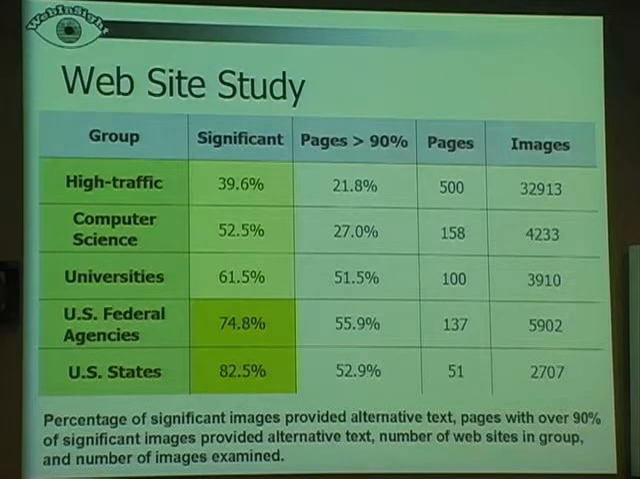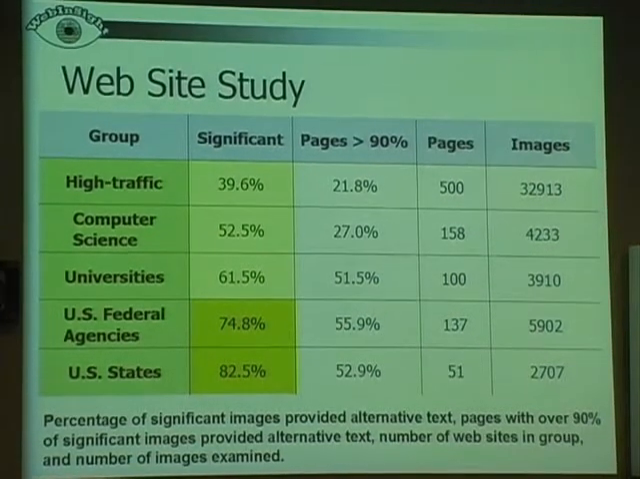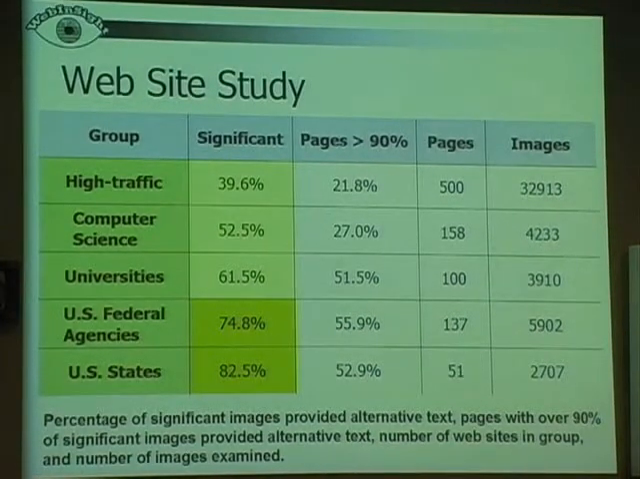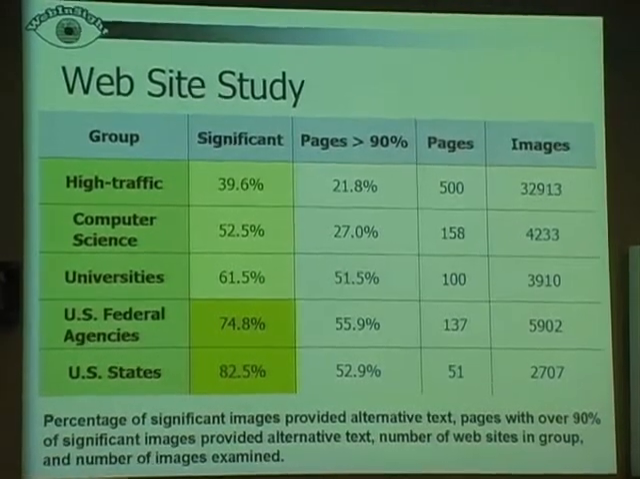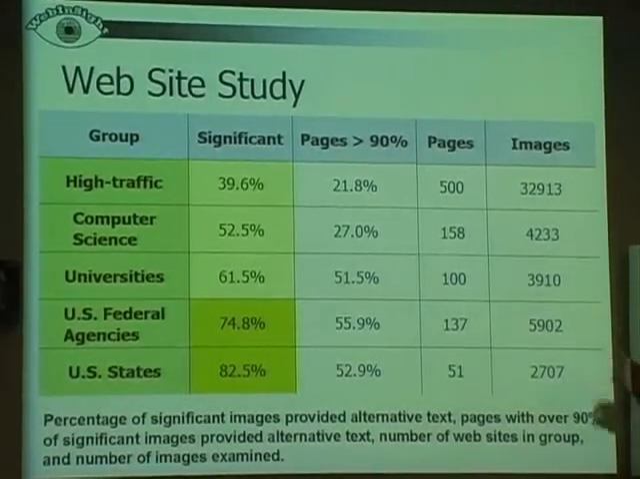And if we go to the US states, it's even better. 82.5% of those images have correct labels. Almost all the states have, as part of their requirements, to follow the same requirements as the federal government. So you can see there's a big difference. It does seem that these requirements make a difference.